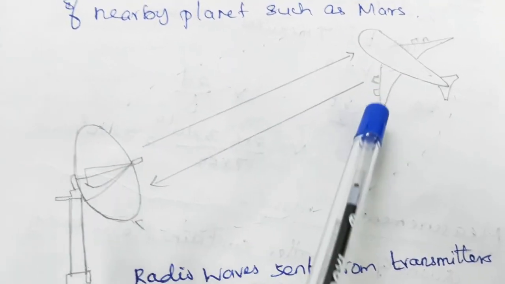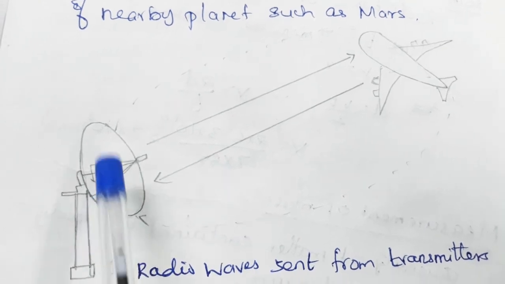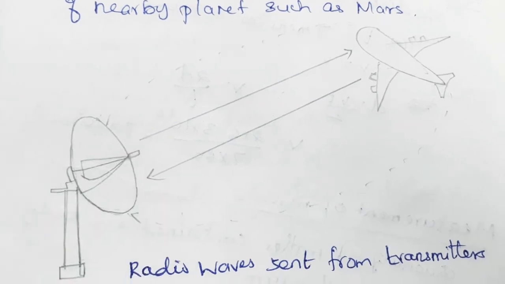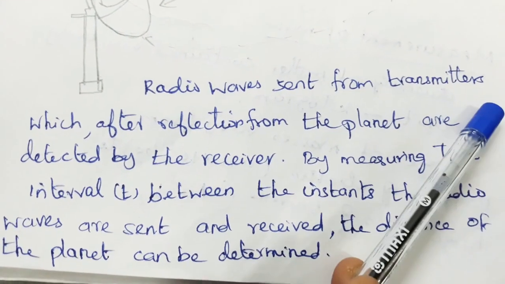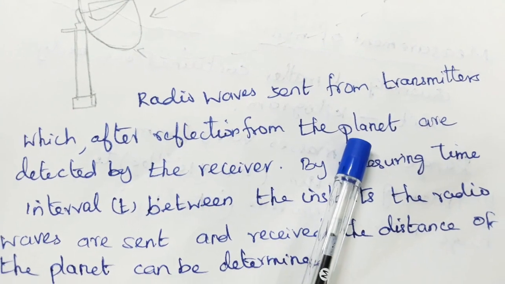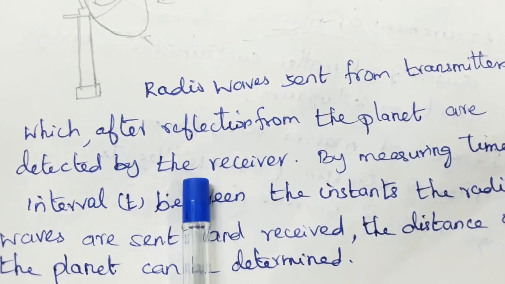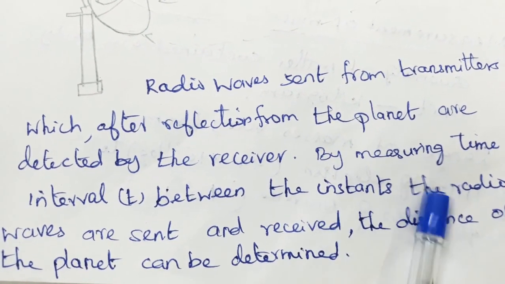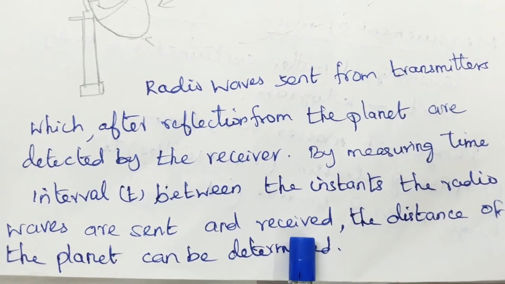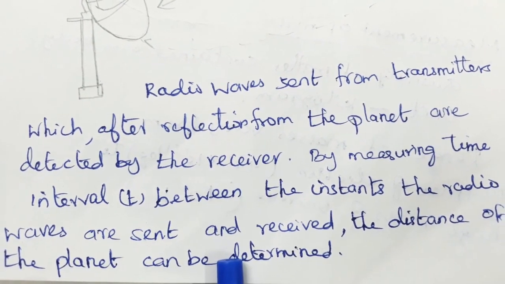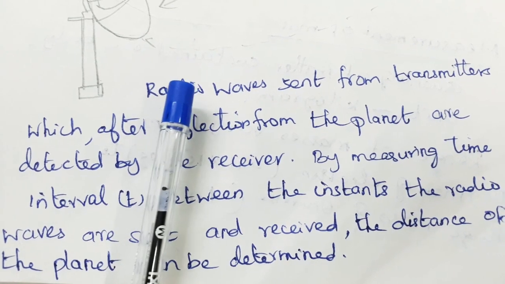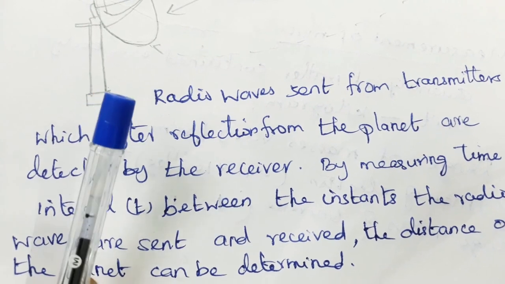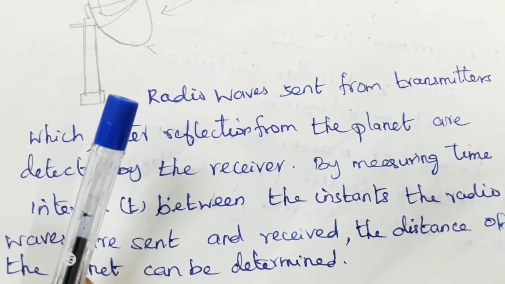By knowing the time interval, we can calculate the distance. So, radio waves sent from the transmitter, which after reflection from the planet, are detected by the receiver. By measuring the time interval between the instants the radio waves are sent and received, the distance of the planet can be determined. Sending the radio waves and receiving the echo waves, then ranging the target, that is radar.